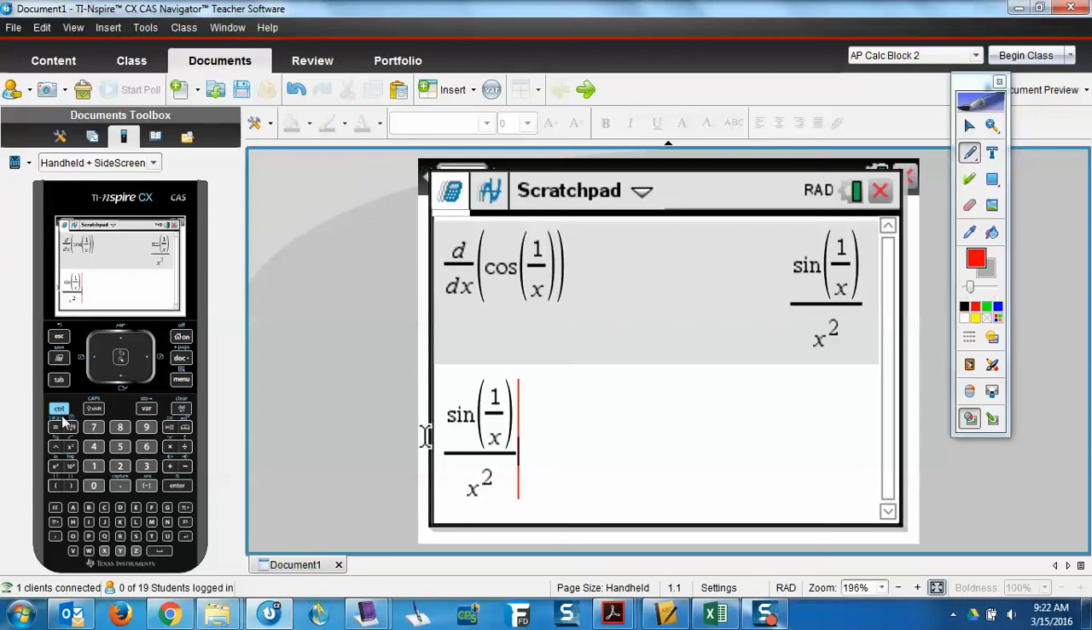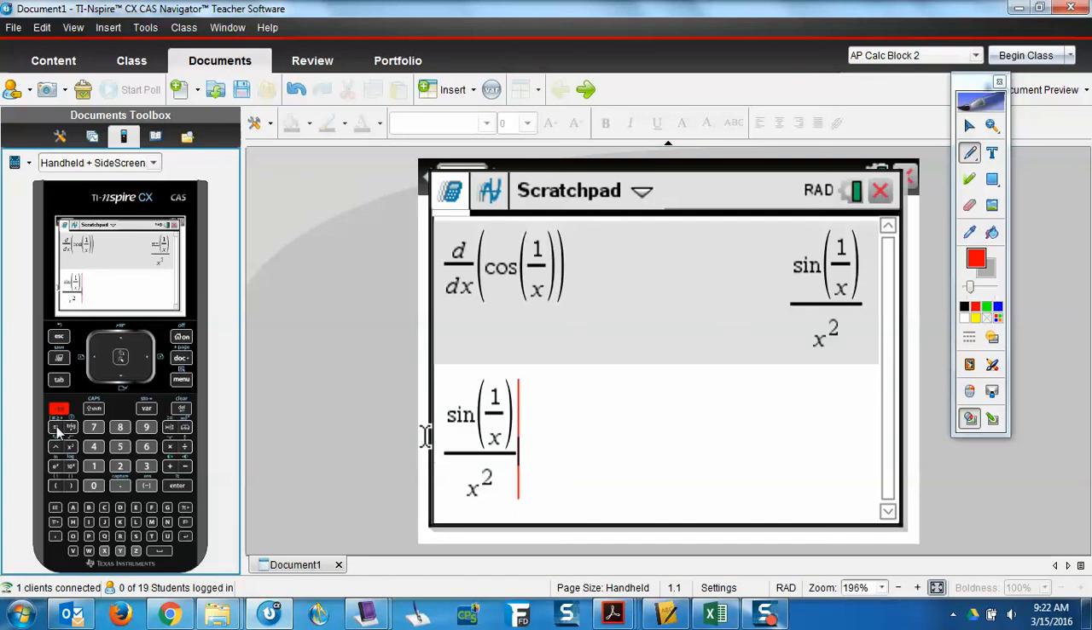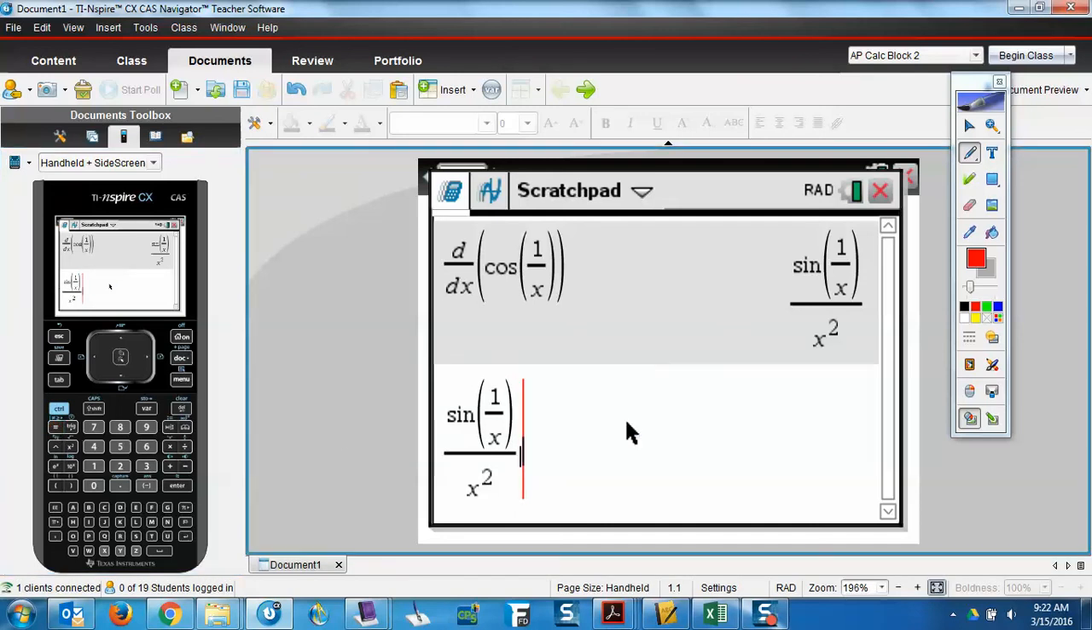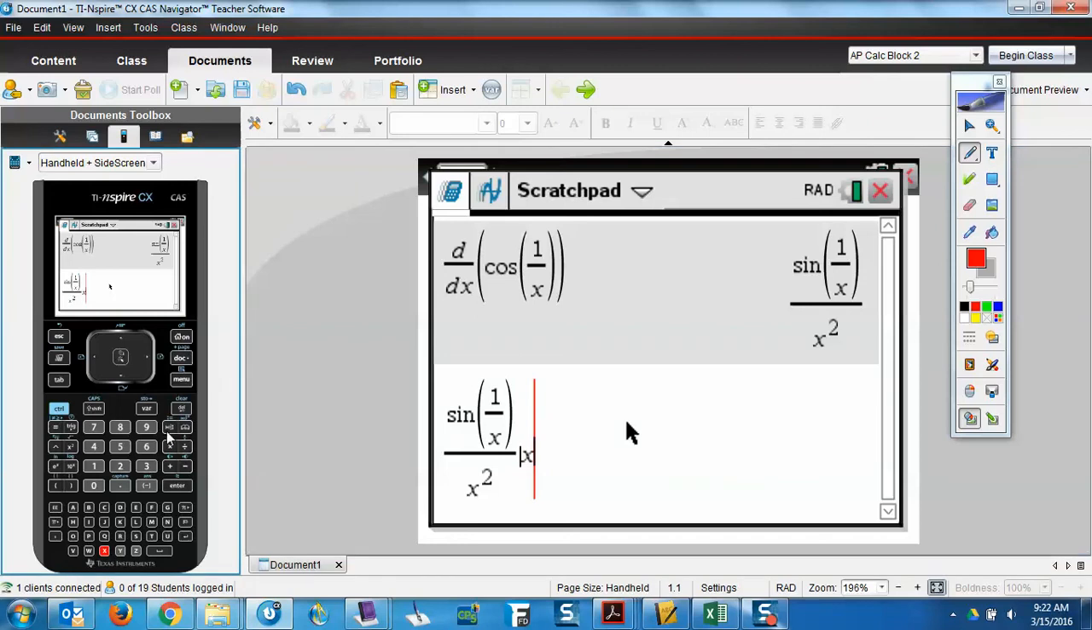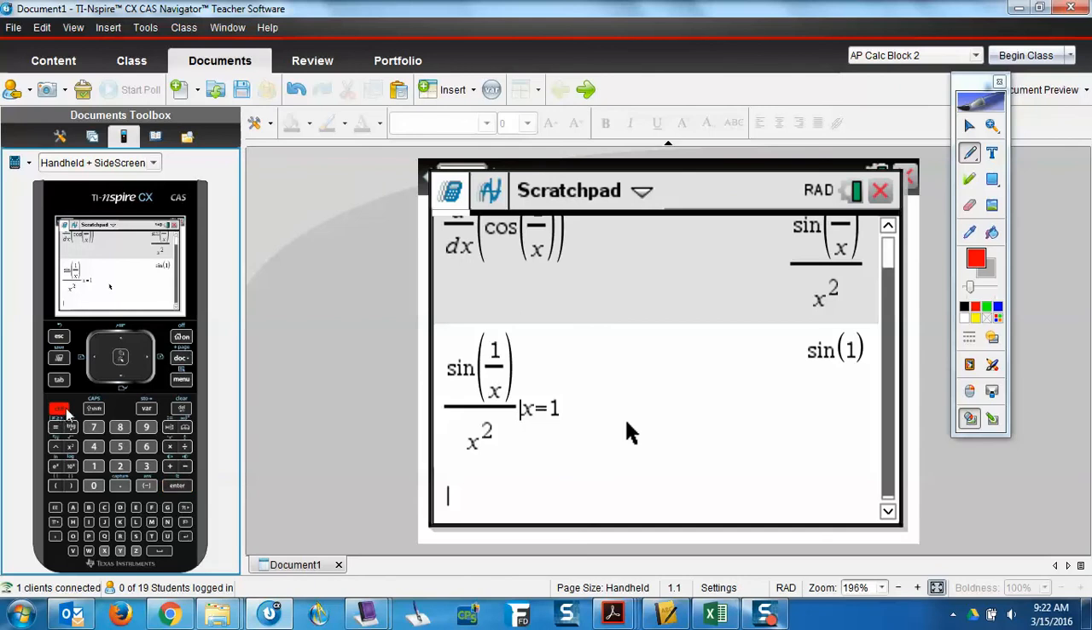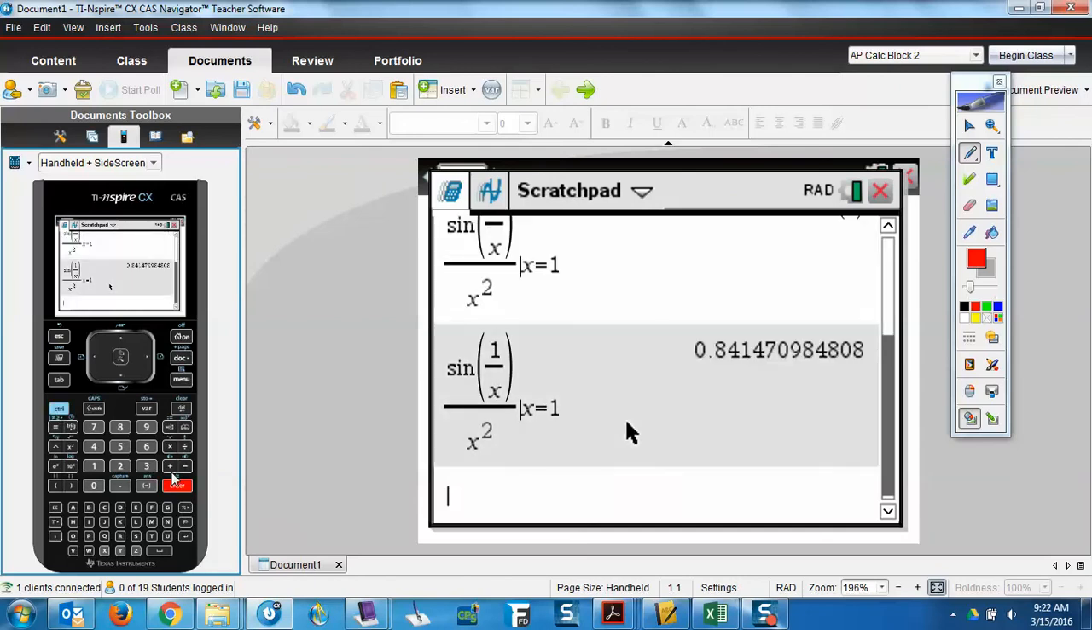But if I can tell on my graph that 1 is where it's going to be, then I can come over here and grab my vertical bar. If you remember, here's how you can plug a number in real quickly. I can go x equals 1, right? And so there I can see the actual value and see more digits. So you can see how they did 0.8415, right? In my answer book, they used 0.8415.